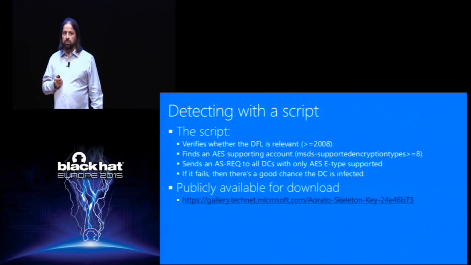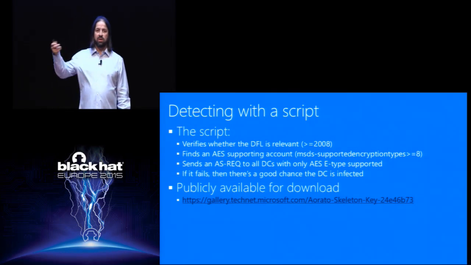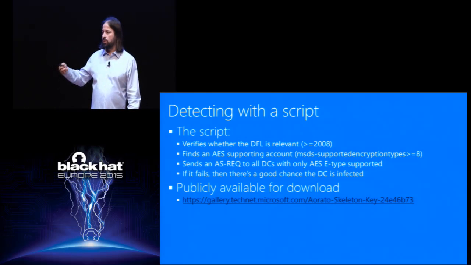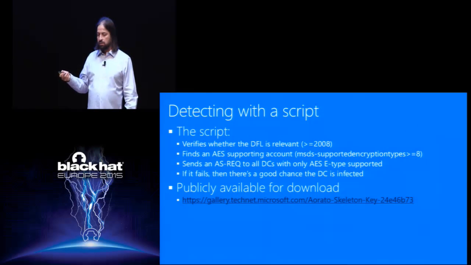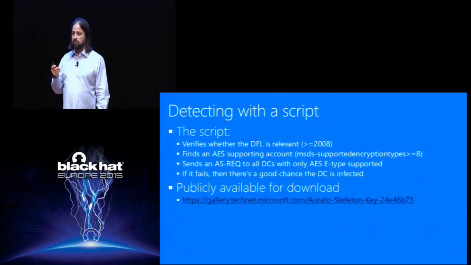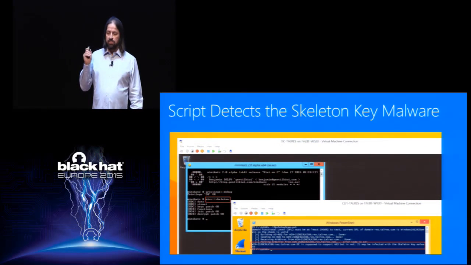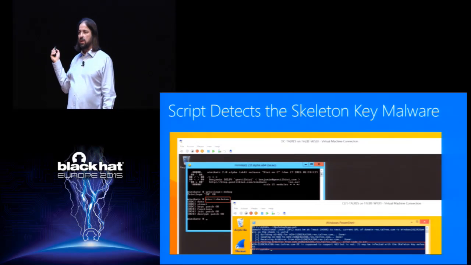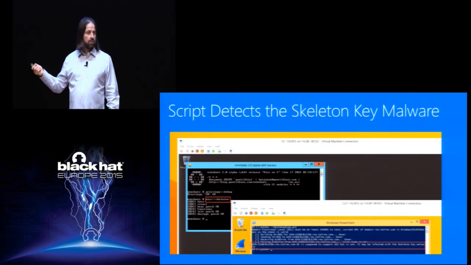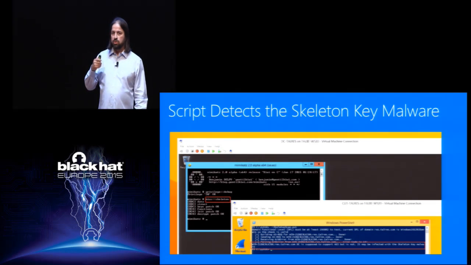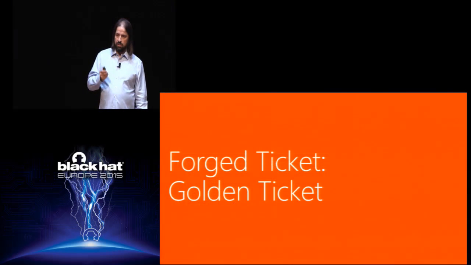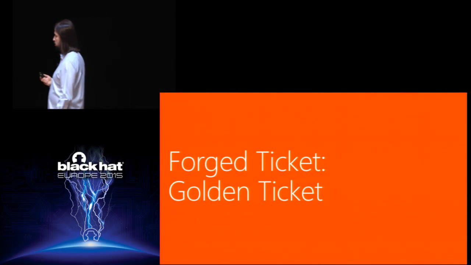Tal also wrote a script which can actively check whether the domain controller is infected. There's a link here to download this script and try it. And this screenshot shows Mimikatz, which infects the domain controller with a skeleton key, and Tal's script, which runs and detects that it's indeed infected. Now we'll return to Tal to talk about the golden ticket.